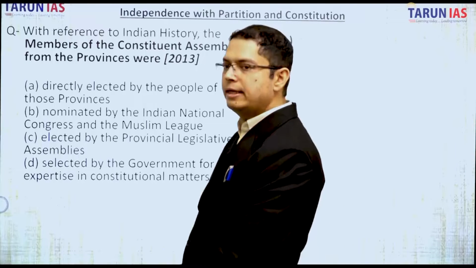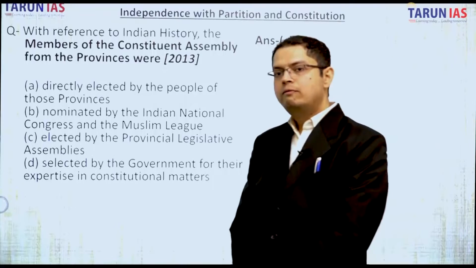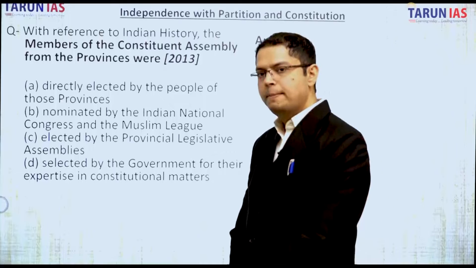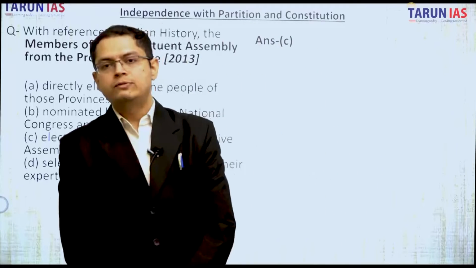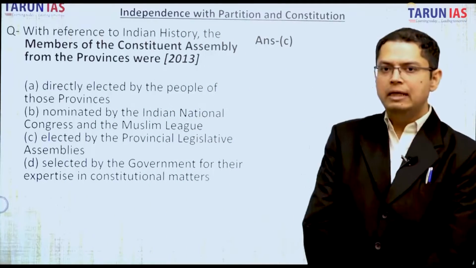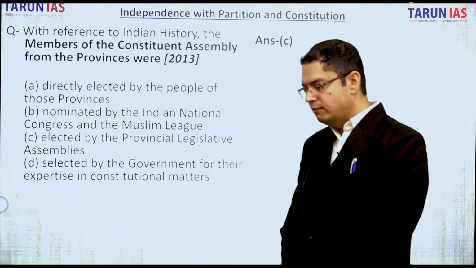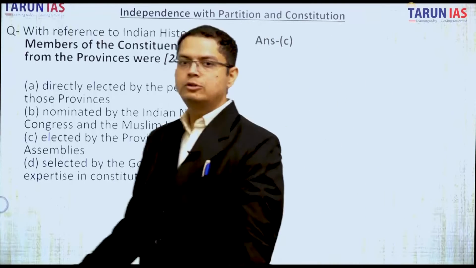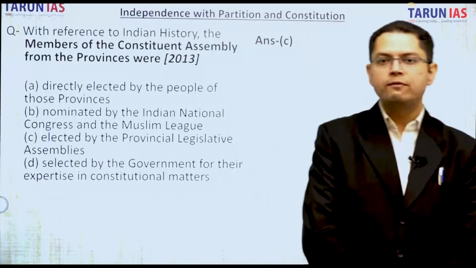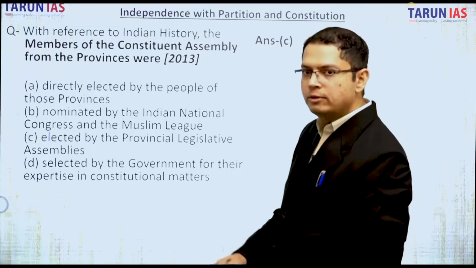The answer is C. Elected by the Provincial Legislative Assembly, that is indirect election. The reason being, when the Constituent Assembly was formed in 1946, the Britishers were eager to leave India after the Second World War. Even the Indian situation after the Quit India movement, and India was also a participant in the Second World War, was not that good.